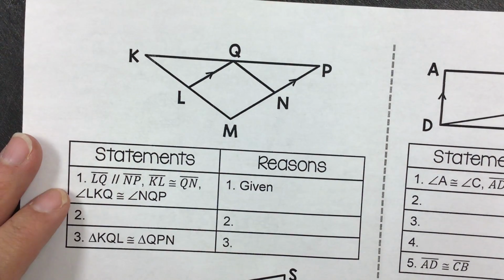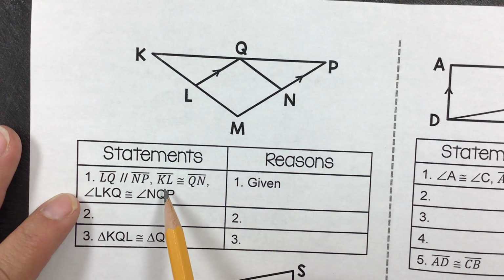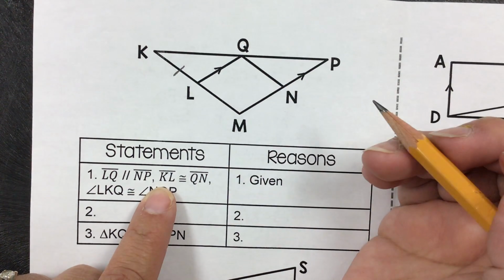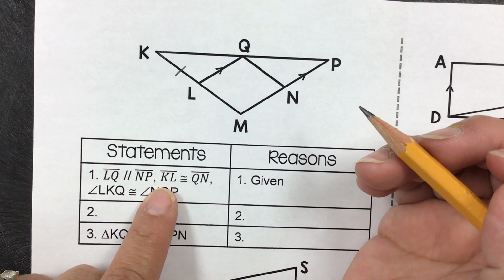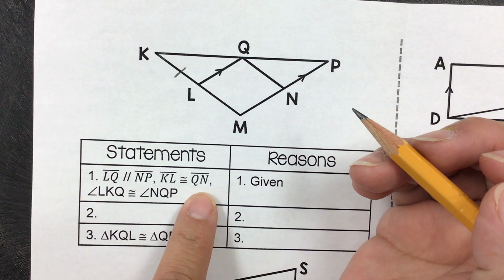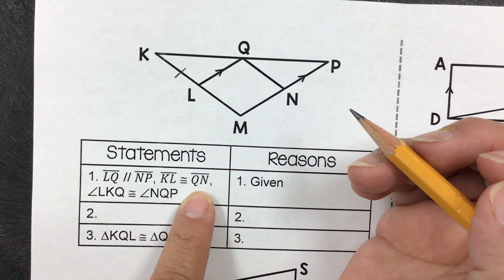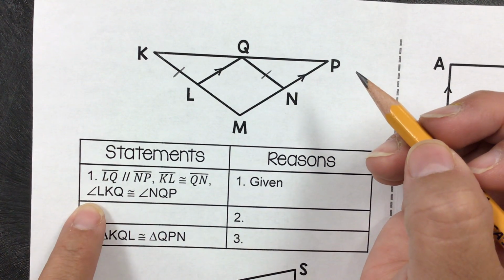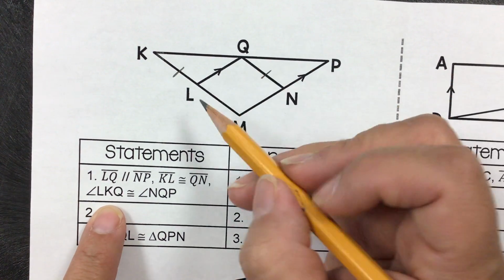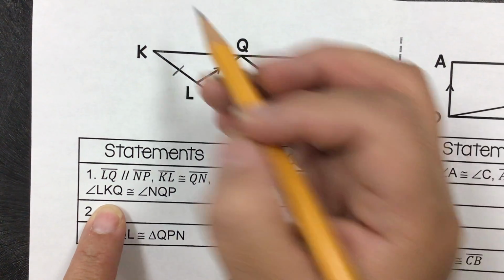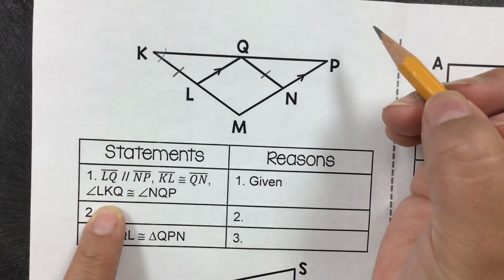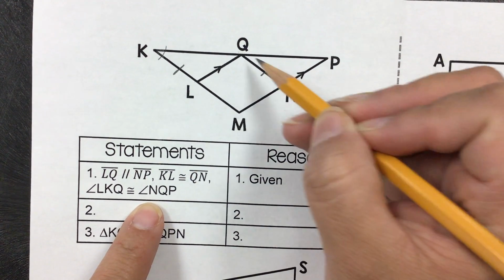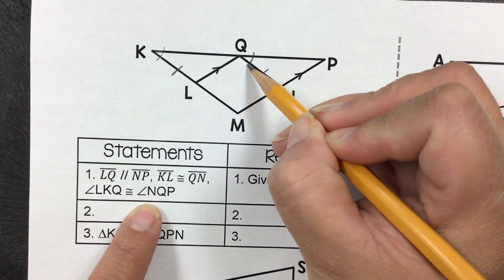The notation here says that these two sides are congruent. That's KL. Please put a hash mark on the information that they give you, like side lengths being congruent. And then QN is this one right here. The angle LKQ is this one right here. And that is congruent to the angle in QP, which is this one right here.